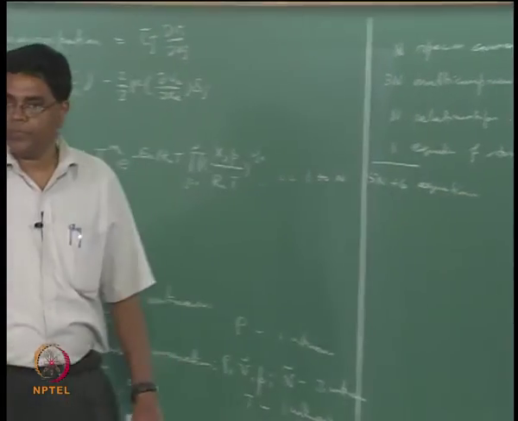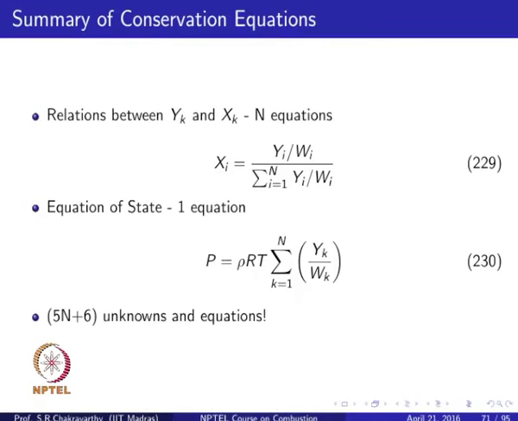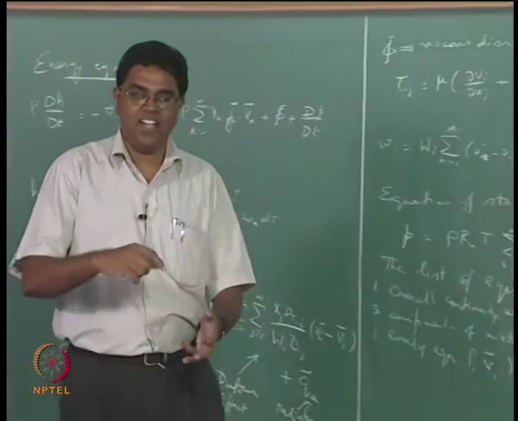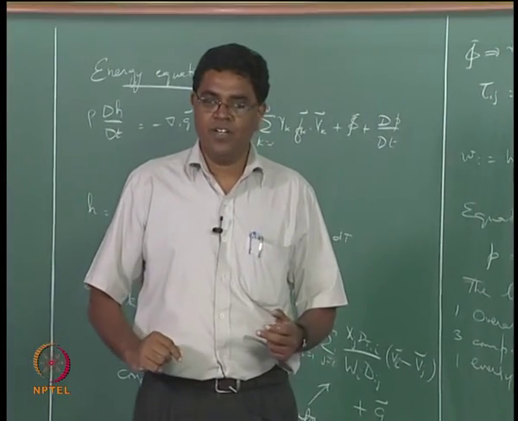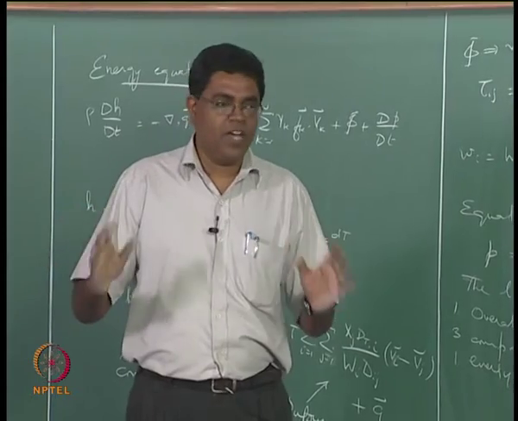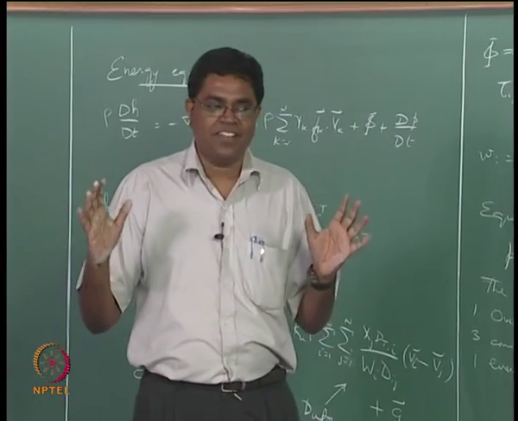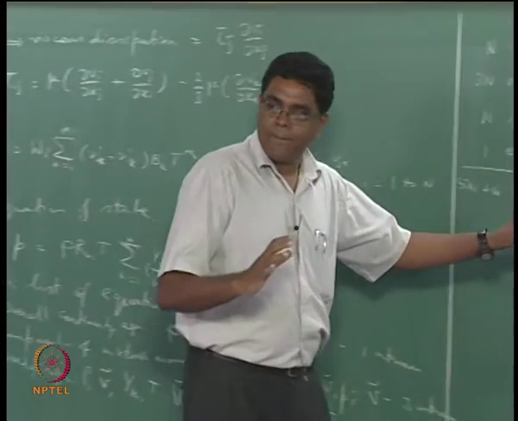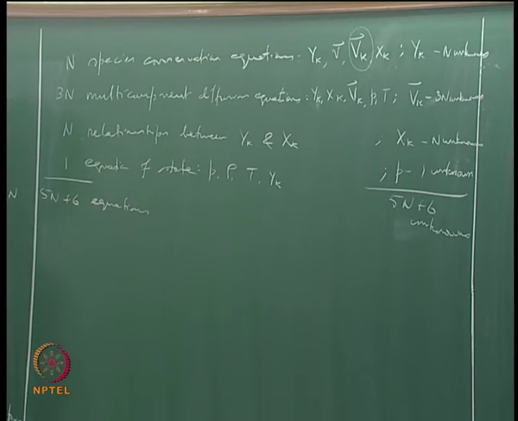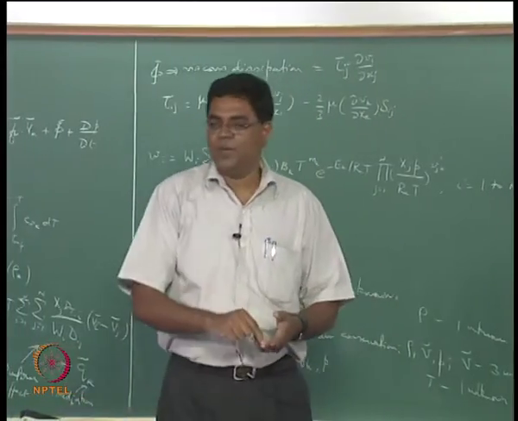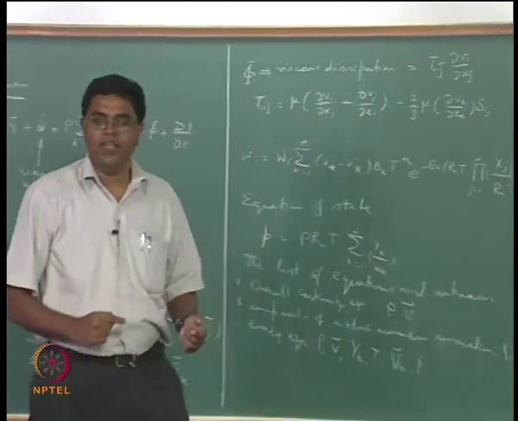This is a question that was asked of me in my PhD qualifying exam. What is the total number of equations and unknowns in combustion, and list them. That means you have to list both the equations and the unknowns. So you just have to mug this up, 5n plus 6, that's like a magic answer. And then start scratching it, and so on. Start counting, thinking. But this is clear.